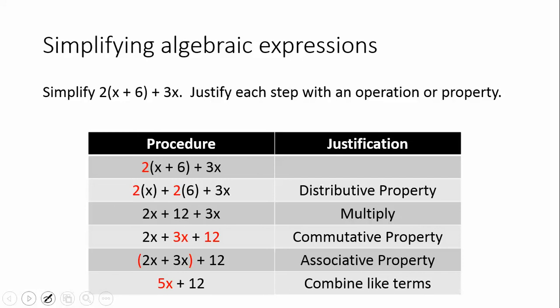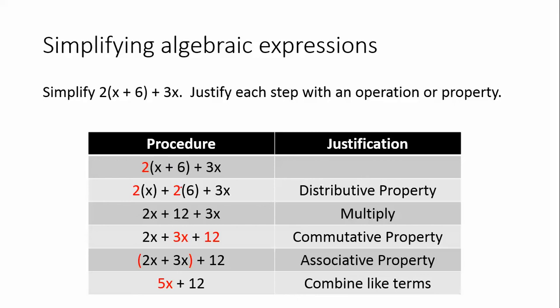So when you're simplifying algebraic expressions, you can use many of the properties that we talked about to simplify, and those properties are your justification. So here's a long example with a table where you have a procedure that's been done and then you need to justify it. So the first line, where we have 2 times the quantity x plus 6, plus 3x, that's the original problem.